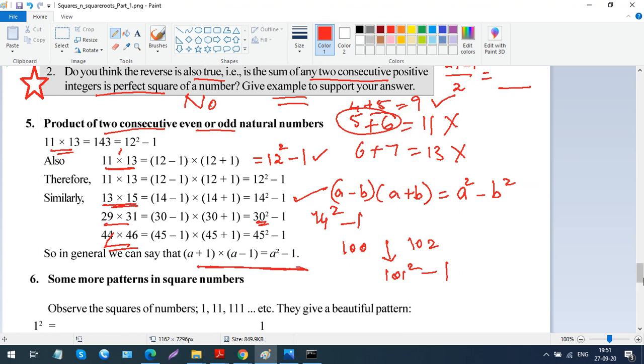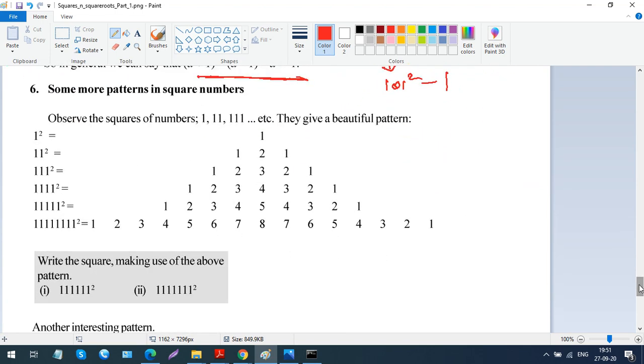Okay, now come to the next property. Some more patterns in square numbers. Now you see here there is a pattern being observed. It's just an interesting pattern. 1 square could be just written as 1. 11 square could be written as 121. You can check, 11 into 11 is 121. So you write 2 here and you write 1 this side and 1 this side. 111 square gives you this kind of a pattern. So this pattern goes on.